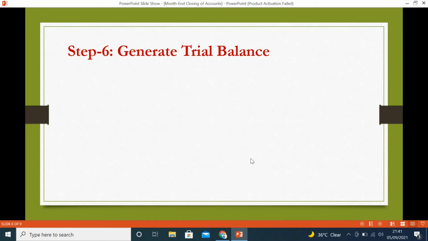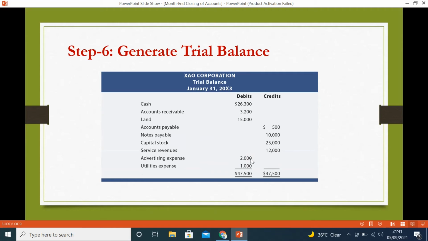At step 6, we will go and generate the trial balance. This is a simple trial balance. A trial balance is a list of all the general ledger accounts. Each general ledger holds either a debit balance or a credit balance, but the total of debits and credits, both, should match. There should not be any difference.